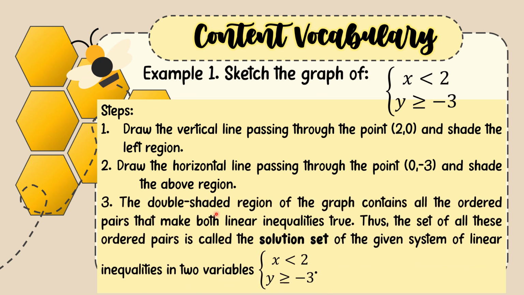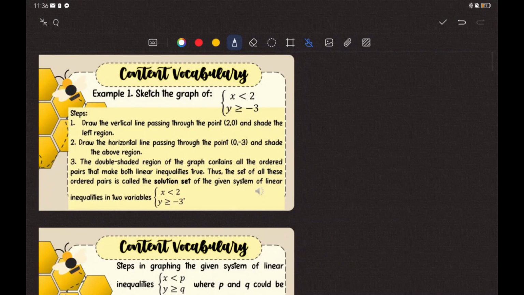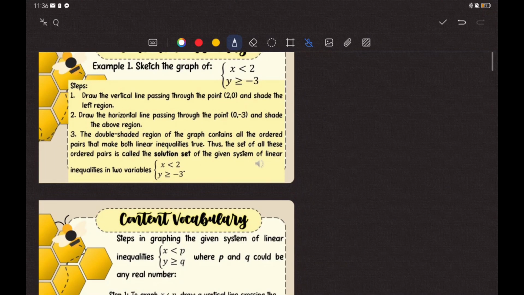Step number 3, the double shaded region of the graph contains all the ordered pairs that make both linear inequalities true. Thus, the set of all these ordered pairs is called the solution set of the given system of linear inequalities in two variables, which is x is less than 2 and y is greater than or equal to negative 3. Okay, now let's try to graph a system of linear inequalities in the form of x is less than p and y is greater than or equal to q.